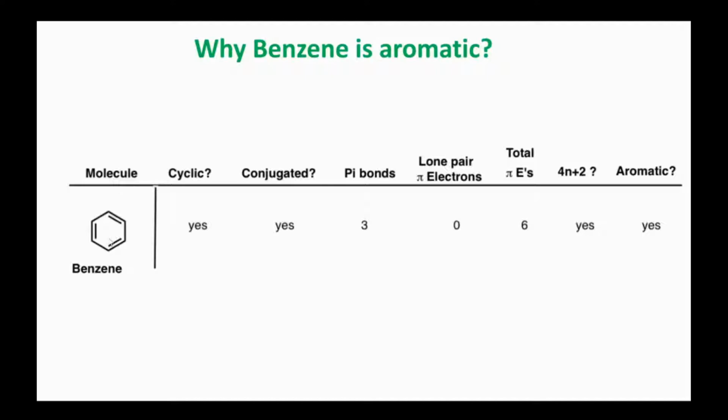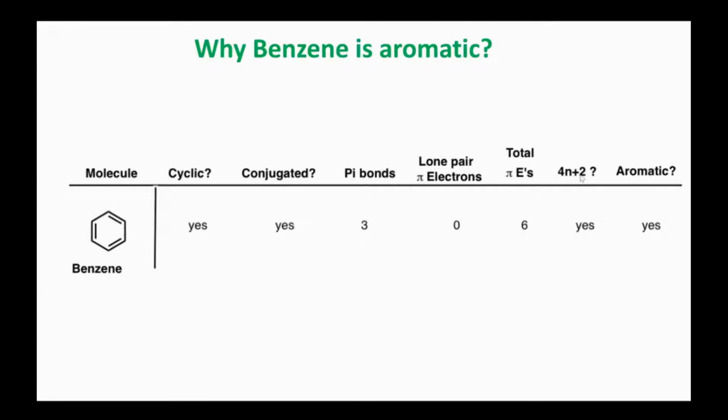Okay, the next question is, count the total number of pi electrons. So if there are 3 pi bonds, you multiply 3 with 2, because each pi bond contains 2 pi electrons. So 3 times 2 is equal to 6. Now the next and most important part is, does this compound obey Huckel's rule, which is 4n plus 2?